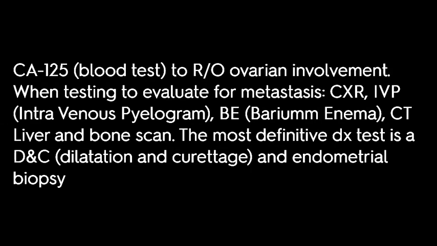Uterine cancer diagnosis. CA125 to rule out ovarian involvement when testing to evaluate for metastasis, chest X-ray, IVP, CT of liver and bone scan. The most definitive diagnostic test is a D&C and endometrial biopsy.